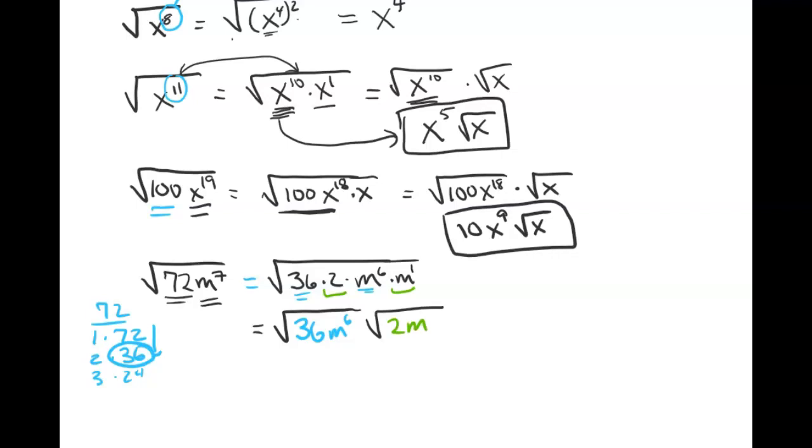And then finally I can evaluate. Square root of 36 is 6. Square root of m to the 6 is m to the 3rd. And then that's still being multiplied by square root of 2m. And that would be my final answer.